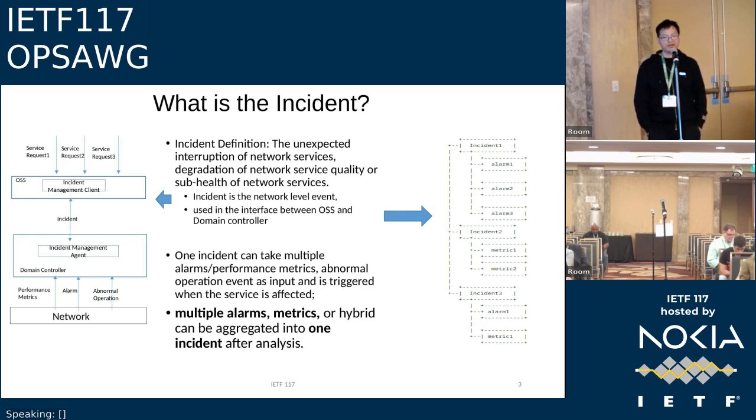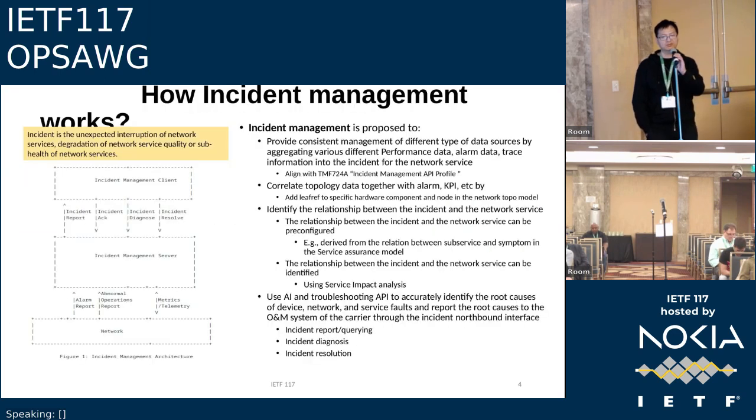Depending on whether they meet a specific threshold or some kind of criteria, for example, whether it really affects the service, we generate this kind of incident. This incident is used in the interface between the OSS and the domain controller, so it is a network level event. Next. So what do we propose to do?